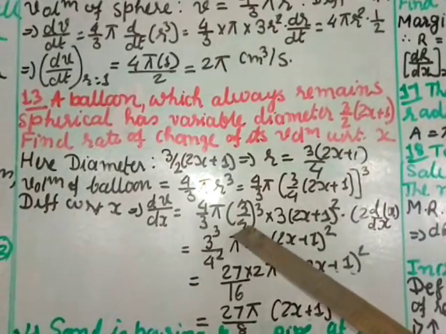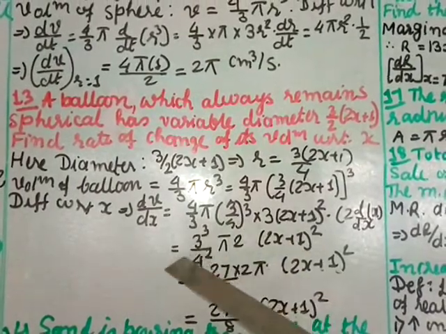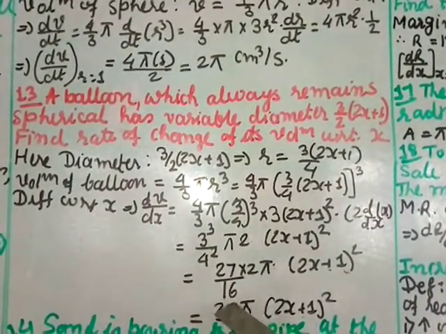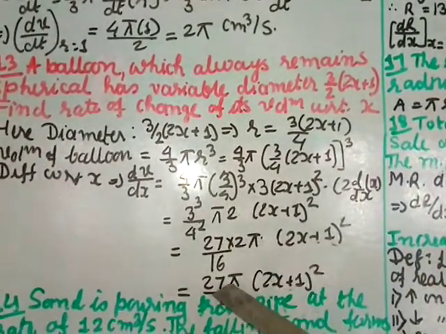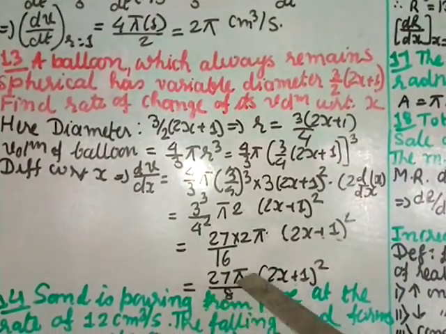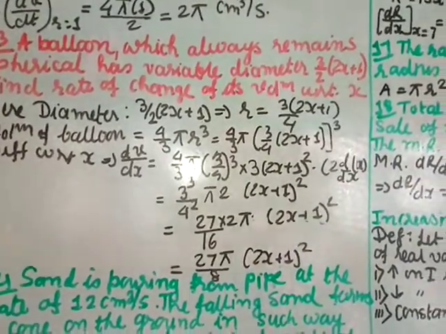Okay, one 4 I am cutting, so here 4 square remains in the denominator. This 3 is cut, so here 3 cube. 3 cube is 27, 4 square is 16, here 2 pi, here (2x + 1) whole square. Cut by 2, so you get 8. So 27 pi by 8 (2x + 1) whole square. That is the answer for question number 13.